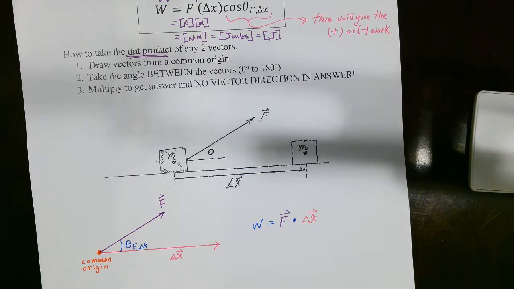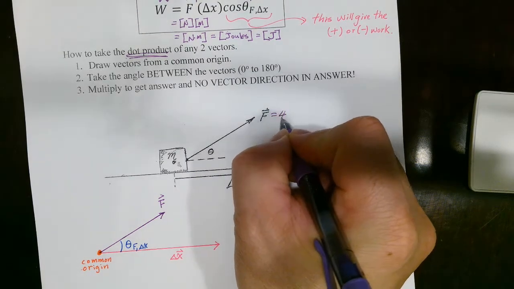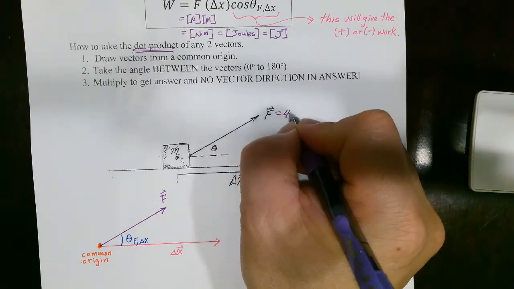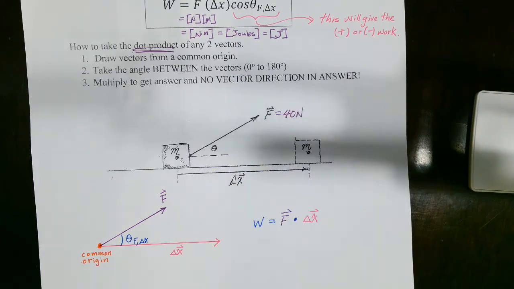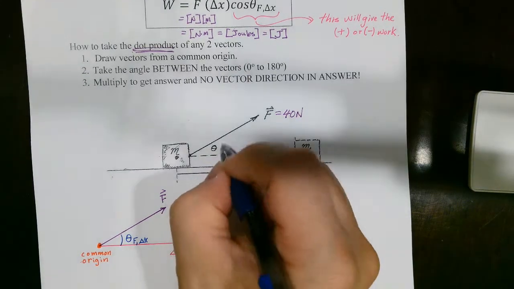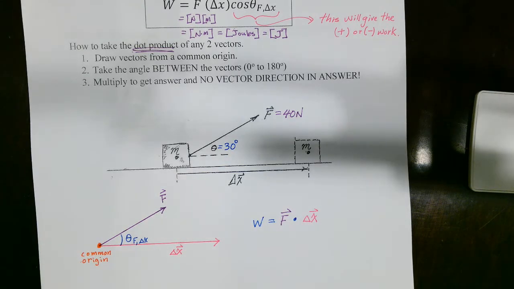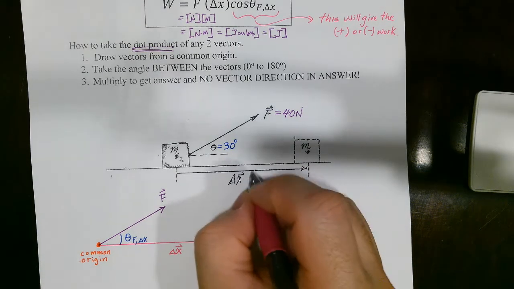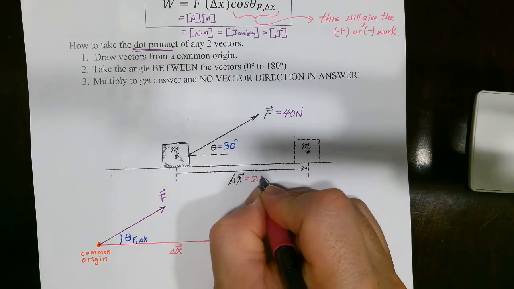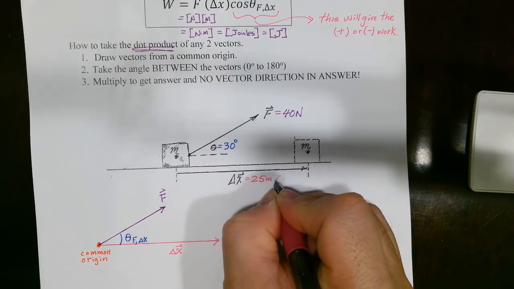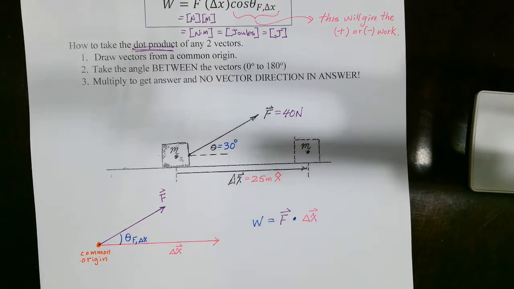So I think the best thing to do is just look at an example. Let's put some numbers in here. Let's say force is equal to 40 newtons, 40 newtons. And this angle here, let's say, is 30 degrees. And let's make your delta x 25 meters. It's only along the x direction, so x hat.